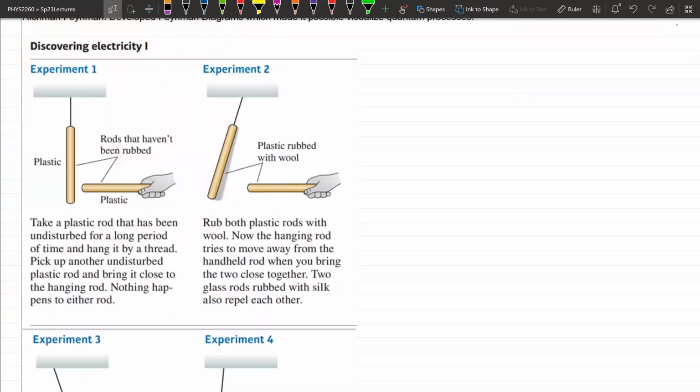In the textbook, the first two sections are just a bunch of experiments. If you're just reading the textbook, you just kind of have to imagine it. So that's why I want to show you guys this. Let's say we have two plastic rods. This one I'm going to go over here to show you.